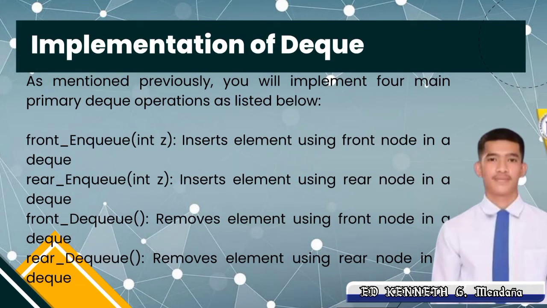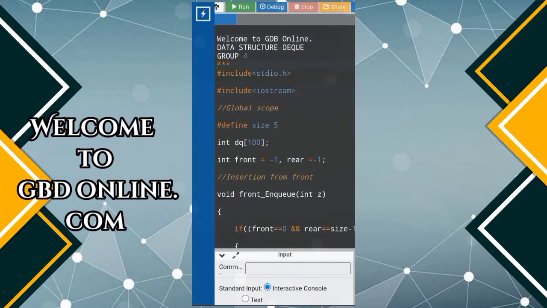Implementation of Deque. As mentioned previously, you will implement four primary Deque operations as listed below. Front enqueue: insert an element using the front node in a Deque. Rear enqueue: insert an element using the rear node in a Deque. Front dequeue: remove an element using the front node in a Deque. Rear dequeue: remove an element using the rear node in a Deque. You will use the C programming language to implement Deque in the data structure using a circular array.